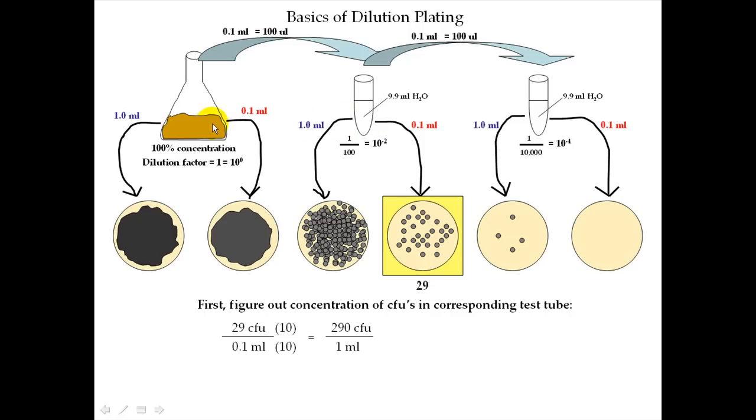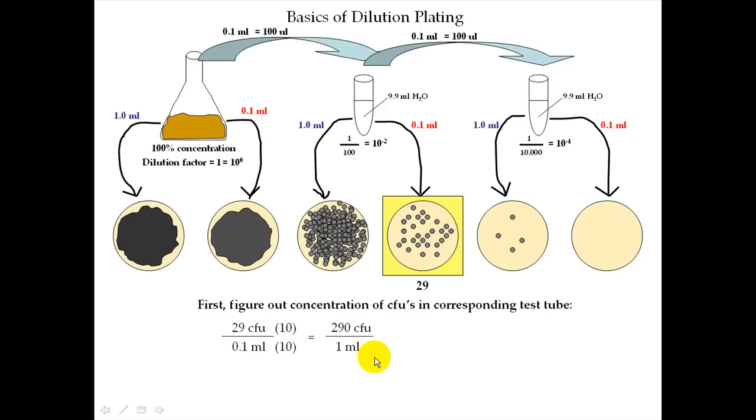So if you know that the bacteria in here are 100 times more concentrated than the bacteria in here, and you know that the actual concentration of bacteria in this sample is 290 CFU per mil, then you should be able to figure out that all you have to do to figure out the concentration of bacteria in here is to multiply this number by 100, because this is 100 times more concentrated than this.